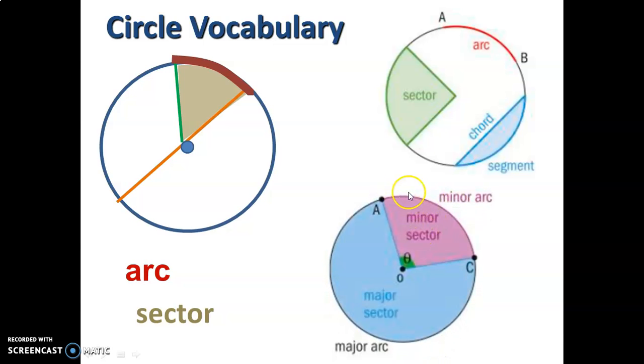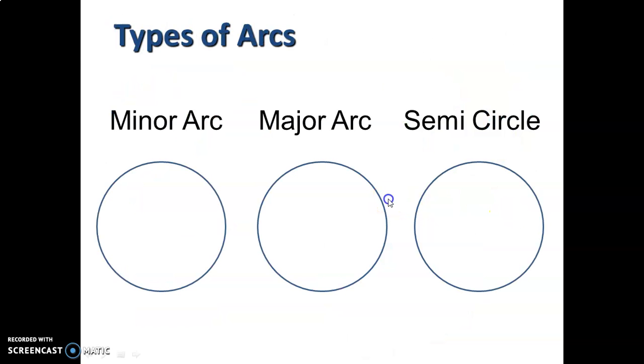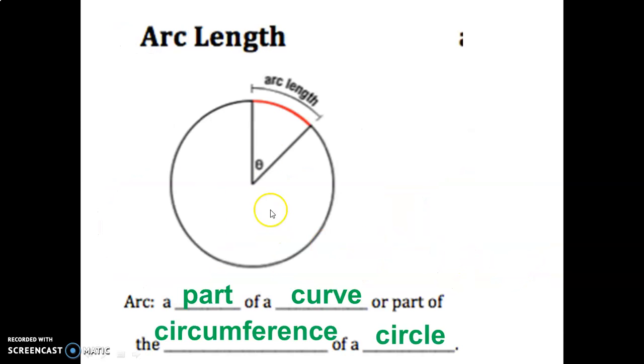Okay, we have minor arcs, the short ones, and major arcs, the ones that are longer than 180. And we have major sectors, big slices, or minor sectors like this. Alright, so here's a minor arc, here's a major arc, and here is a semicircle, which is neither minor nor major, it's exactly halfway. Alright, so an arc, or arc length, is considered a part of the curve or circumference of the circle. So imagine a piece of the circumference.